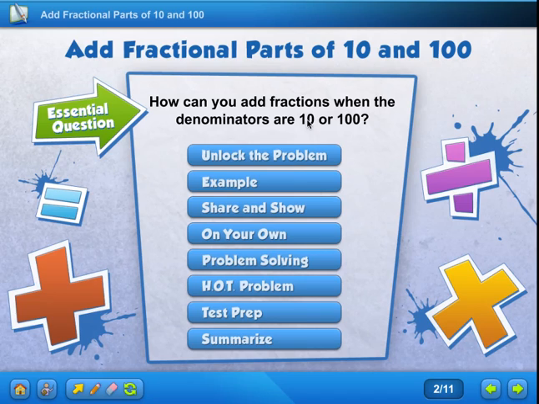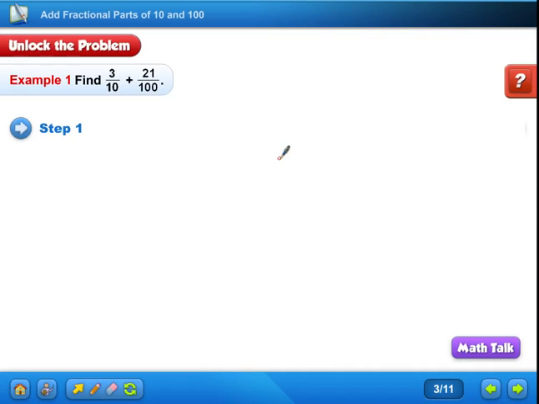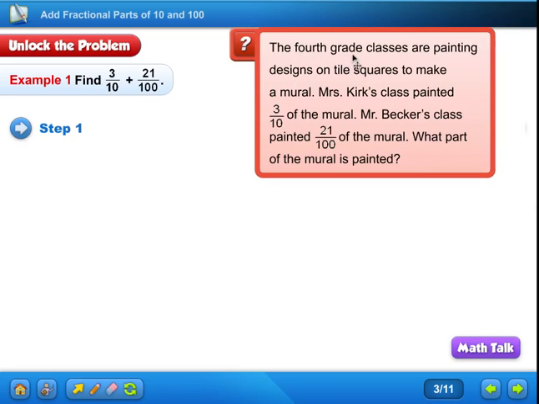We've always added with like denominators in previous chapters. So now we are going to be adding with 10s or 100. All right, let's see what it says. Let me pull out the question for us. The fourth grade classes are painting designs on tile squares to make a mural. Mrs. Kirk's class painted 3/10 of the mural. Mrs. Becker's class painted 21/100 of the mural. What part of the mural is painted?